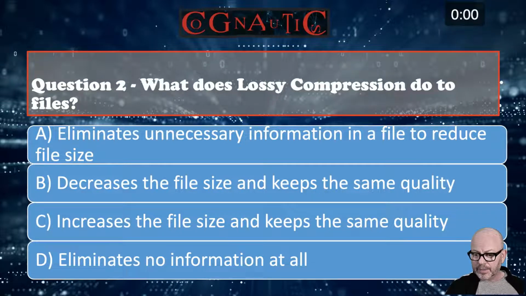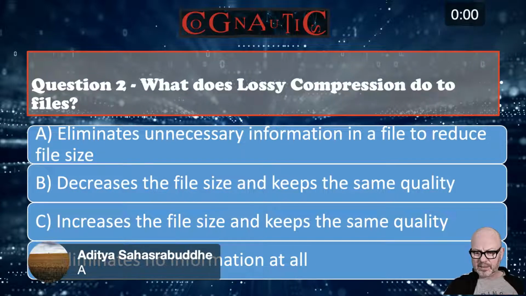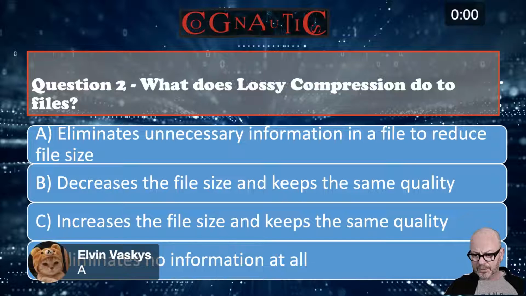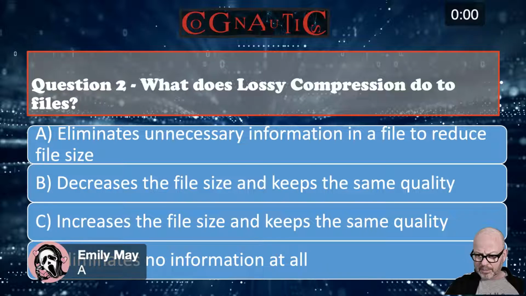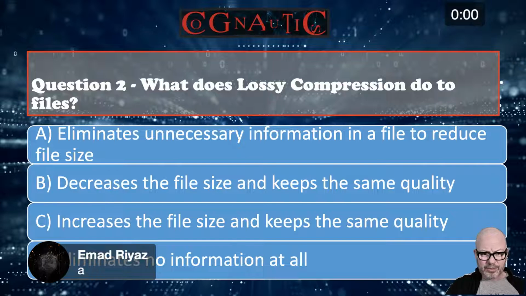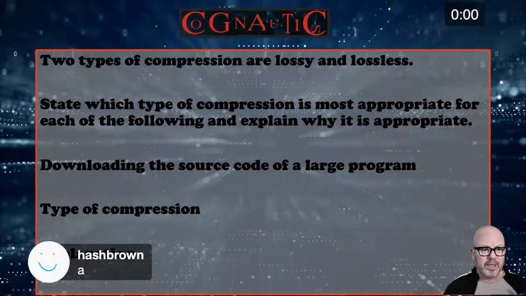What do we think? Bogdan has come straight in with an A, as has Aditya, as has Elvin, as has Sharjeev. There's no flies on you guys, is there? As has Emily May, and as has Emad. Well, okay. I think that's pretty much the case. Good, outstanding. Right, ding, ding, ding. We're all sorted with that. And Hash Brown, 6 months later, with an A. Good man. Absolutely spot on. That's exactly what it is. Okay.